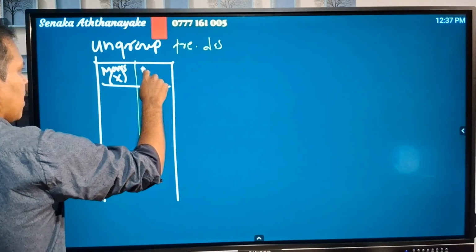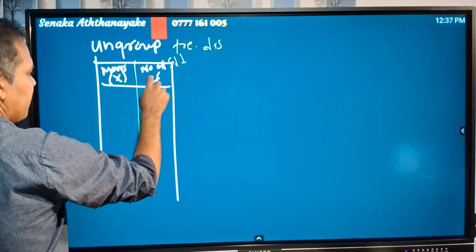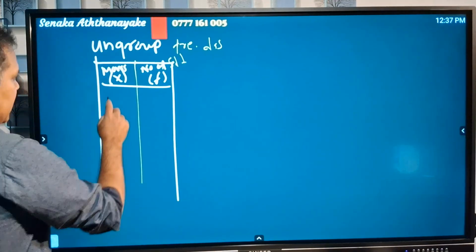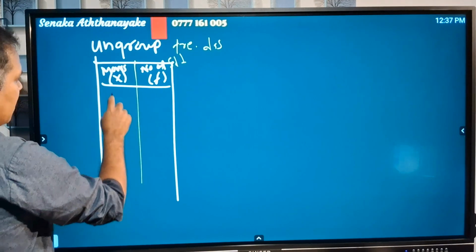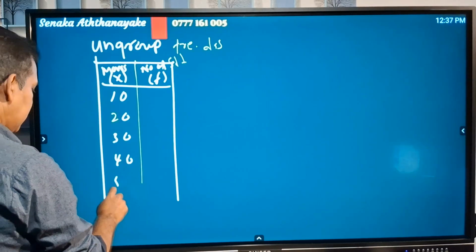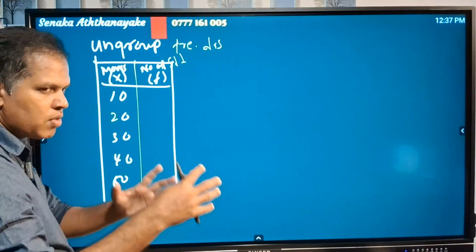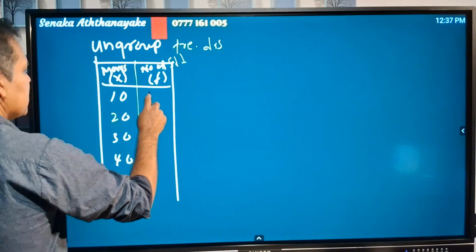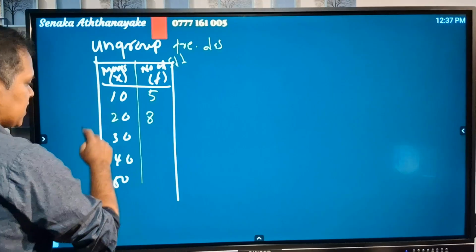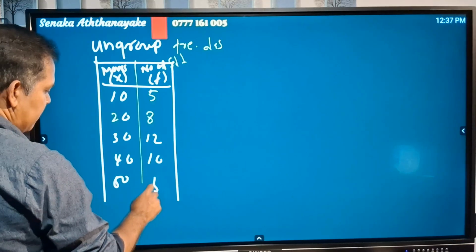This is the number of students. What is that? Frequency. That's why I denoted it by f. Right. The marks of these students are 10, 20, 30, 40, 50. This column can be filled with the number of students: 5 students with 10 marks, 8 students with 20 marks, and then 12, 10 and 5.